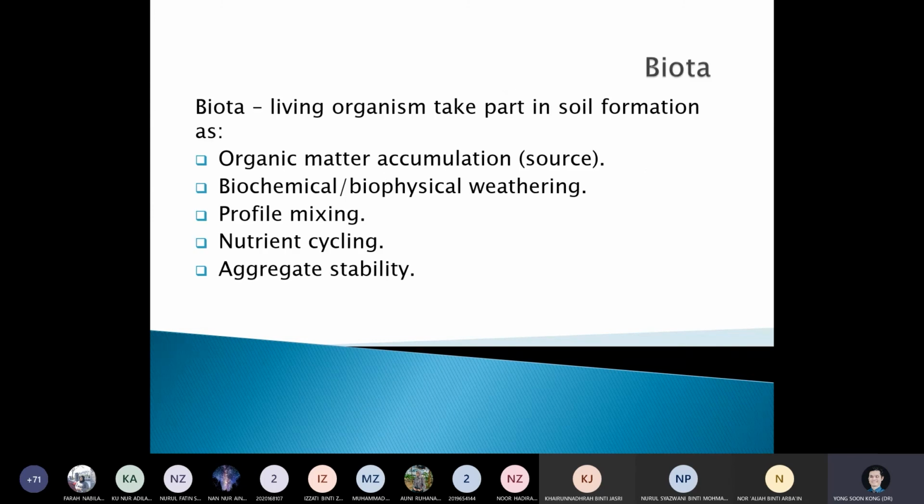So the biota. This one is the organism factor, on how living organisms take part in soil formation. It could be due to the accumulation of organic matter from the abundance of moisture plus living organisms that stay on top of it. It could also be due to biochemical or biophysical weathering, as we learned earlier, from plants that burrow into the rock or parent material, profile mixing, nutrient recycling, nutrient cycling, and also aggregate stability.